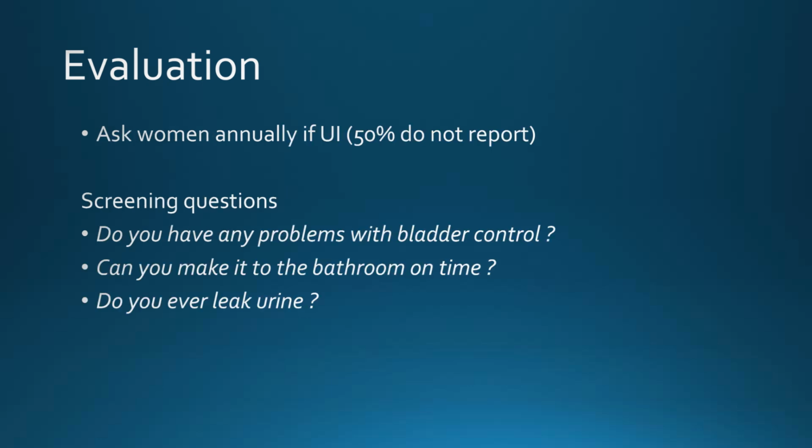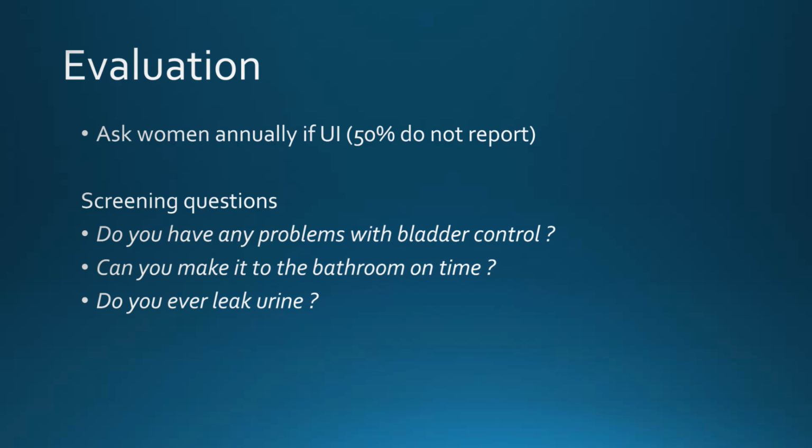In our evaluation, the recommendation from the American Geriatric Society and other incontinence societies suggests that we should ask women regardless of age annually if they have any form of urinary incontinence. Half of them will not reveal this in their clinical encounters. They will just assume that it's normal, and why bother the provider with that information? We want to be bothered with that information, so we encourage patients to reveal through structured questions.